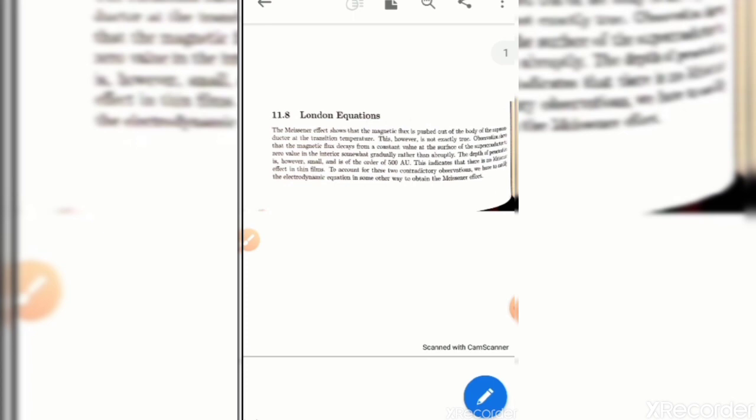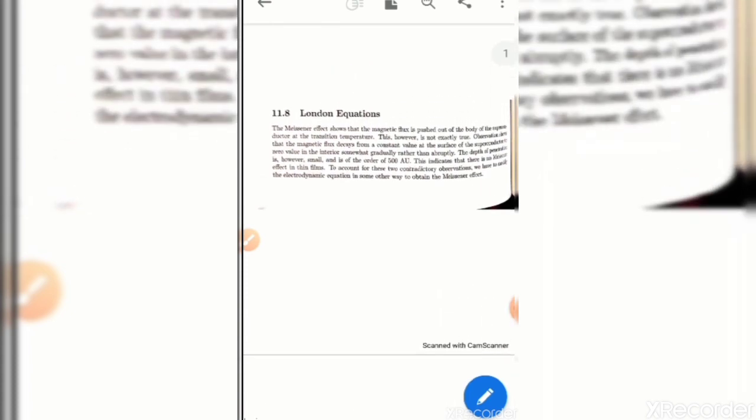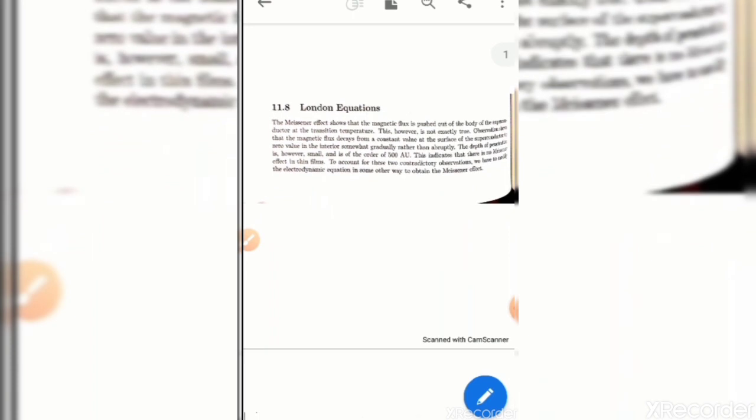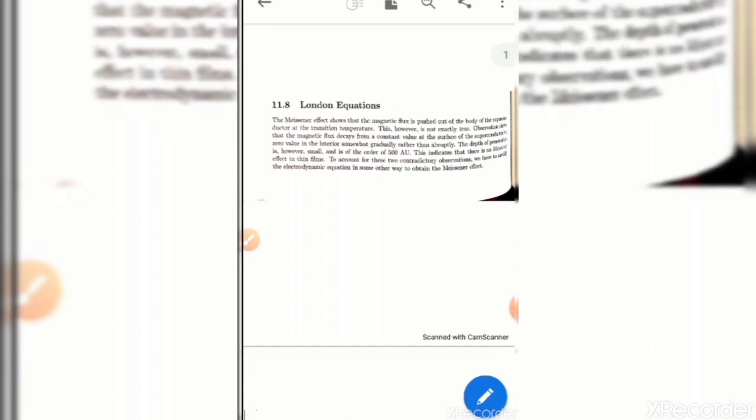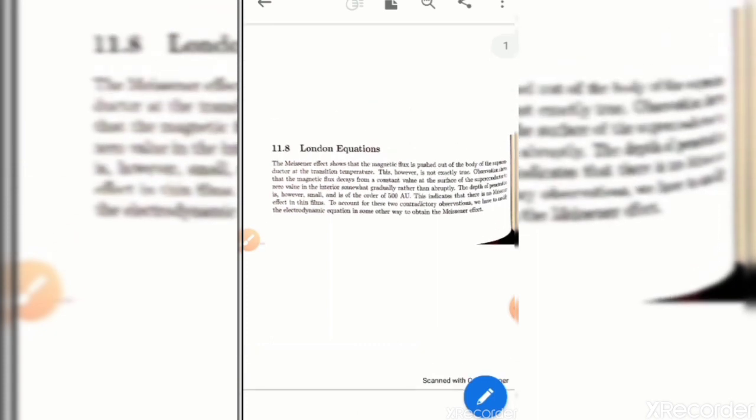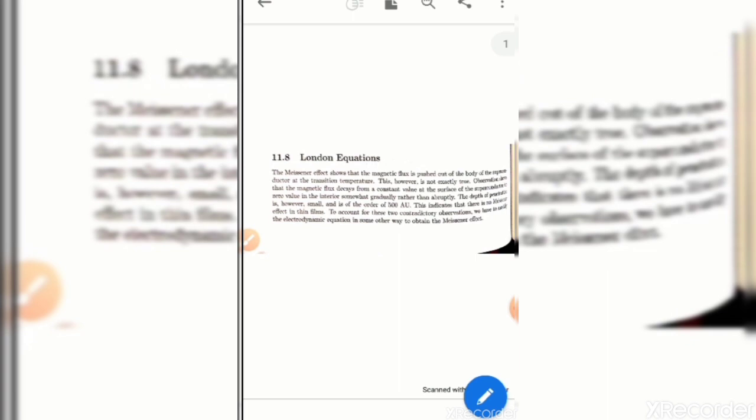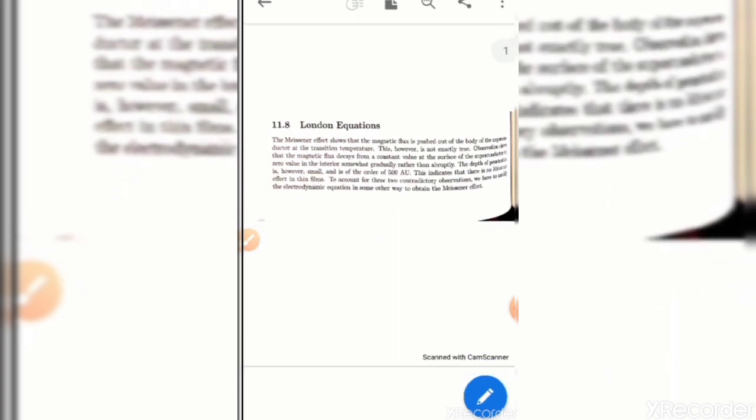The penetration depth is small, approximately equal to 500 atomic units. But if the specimen is of very small thickness, as in thin films, which are of the order of nanometers, then the Meissner effect does not happen in thin films. To account for these two contradictory observations, we have to modify the electrodynamic equations in some way to obtain the Meissner effect. These modifications are known as the London equations.